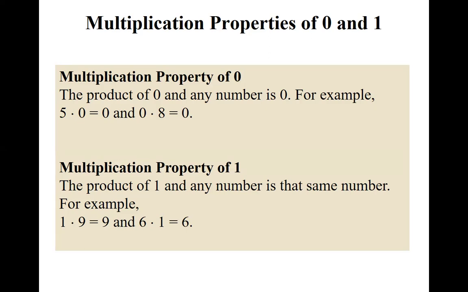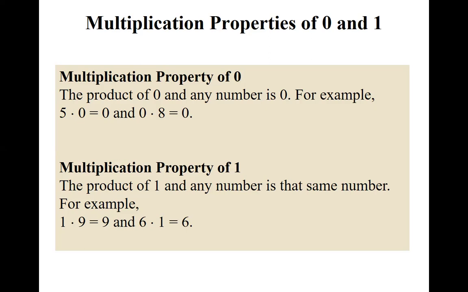So 0 was special with addition because anything plus 0 is itself. Both 0 and 1 are special in multiplication. 0 is special because the product of any number and 0 is 0. So 5 times 0 is 0. 0 times 8 is 0. It doesn't matter if the 0 comes first or the 0 comes second. If you're multiplying two numbers and one of them is 0, the answer is 0. That property actually turns out to be pretty important in algebra later on.